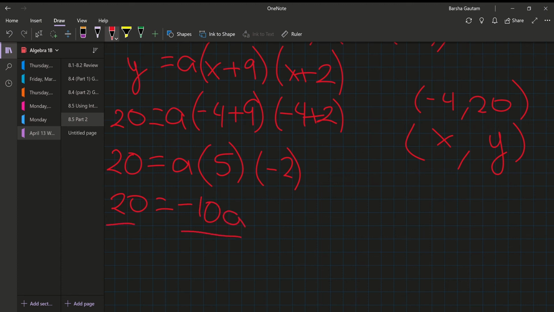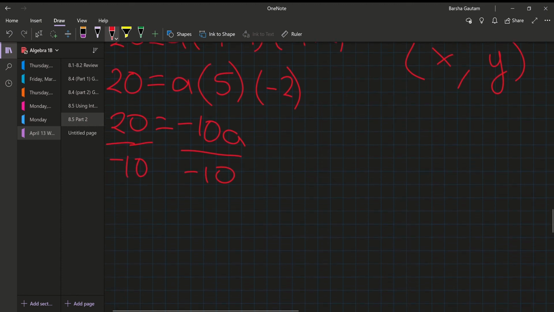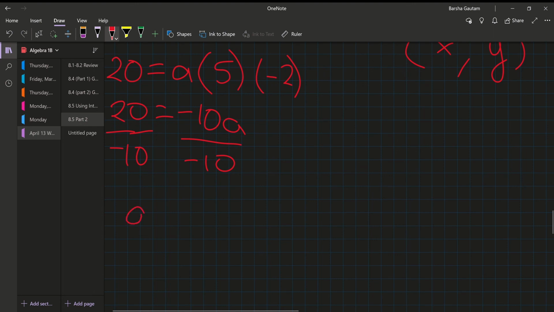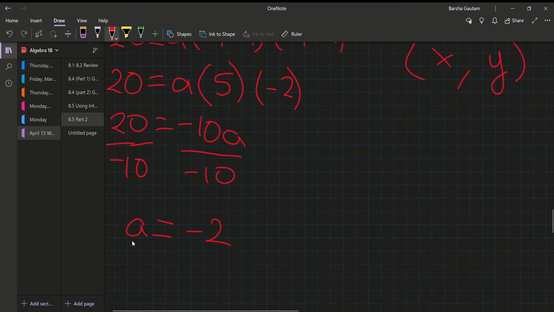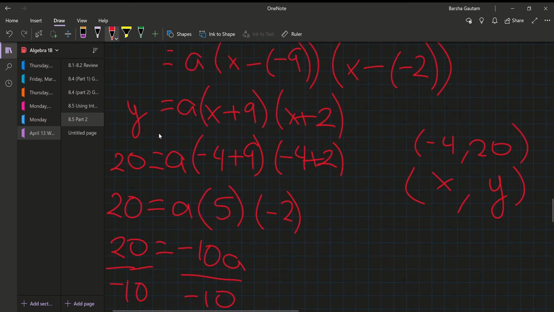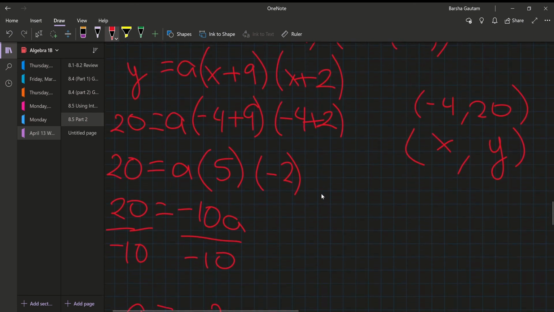Now we need to get rid of this -10, so we divide both sides by -10. And we're left with a is equal to -2, right? 20 divided by 10 is 2, and we have this negative, so it's -2. So we're going to take this information. Now we know that a is -2, and we're going to plug it back into this original equation right here. Let's go ahead and do that.